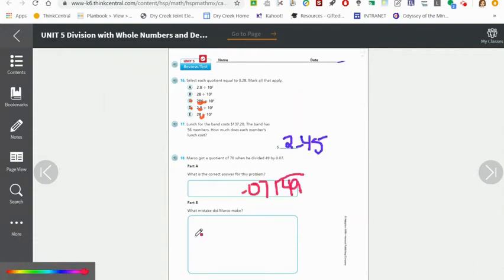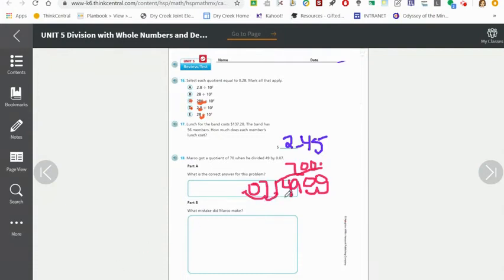All right, number 18. Marco got a quotient of 70 when he divided 49 by 7/100. What's the correct answer for this problem? All right, so I need to shift my decimal over 2 places. That means I need to add a decimal to this one, and then I've got to shift it over 2, because if I shift that one 2, I've got to shift this one over 2. 1, 2, because in essence, I'm multiplying by 100, because it's in the hundredth spot.